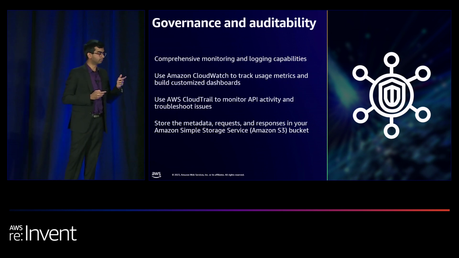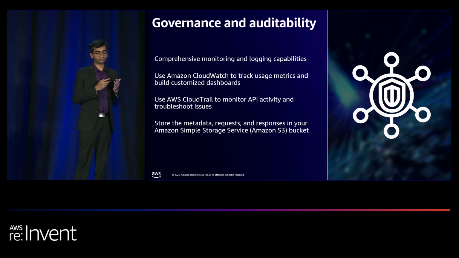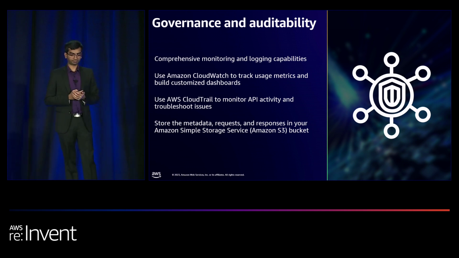The other key facet that comes up quite often is governance and auditability. Now, with Amazon Bedrock, we offer a comprehensive set of monitoring and logging capabilities so that you can support governance and any audit requirements. You can use Amazon CloudWatch to track usage metrics and build customized dashboards that are required for any of your auditing purposes. Additionally, you can use AWS CloudTrail to monitor API activity and troubleshoot any issues as you integrate these other systems into your generative AI applications. You can also choose to store the metadata, any requests and responses in Amazon S3 buckets. So that's completely up to you.